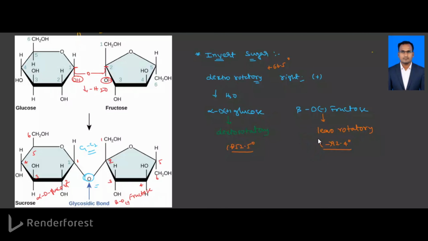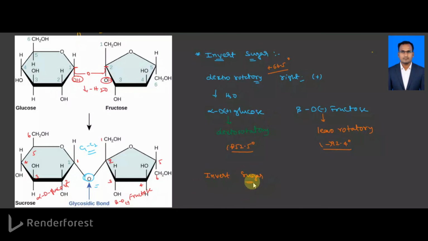According to this, when we mix these two and form the sucrose molecule, the rotation should be levo, because levo is greater than dextro, right? But what is it showing? It's showing plus 66.5 degrees, dextrorotatory. So instead of levorotatory, it shows dextrorotatory. That's why it is called invert sugar. A very important question.